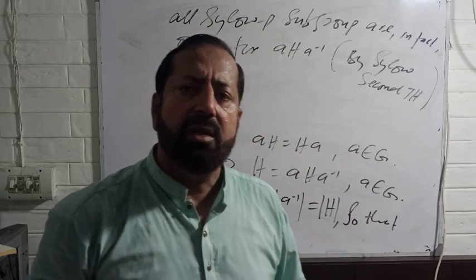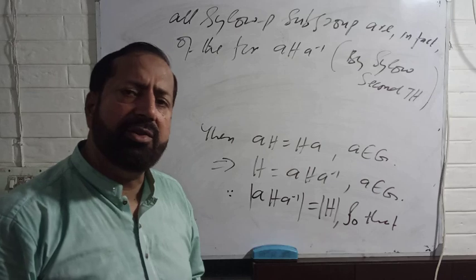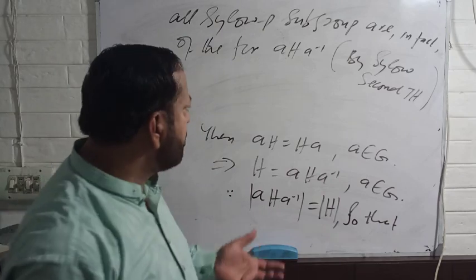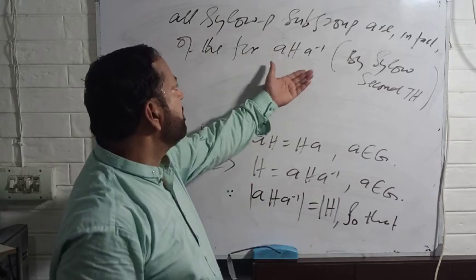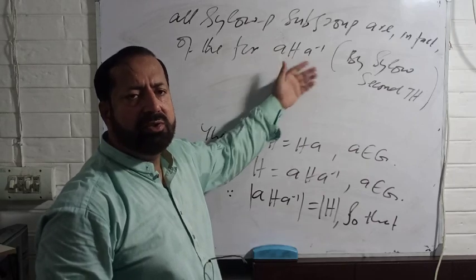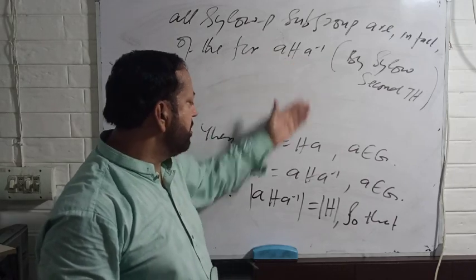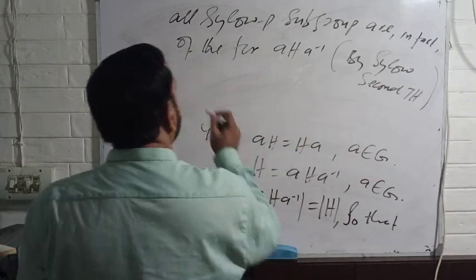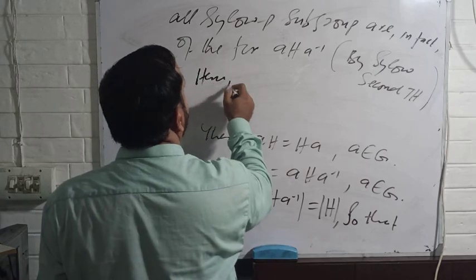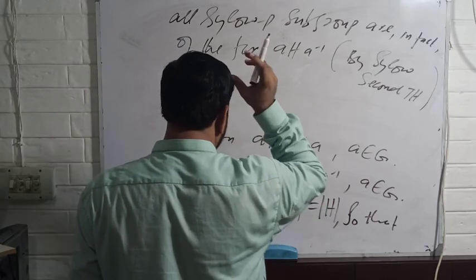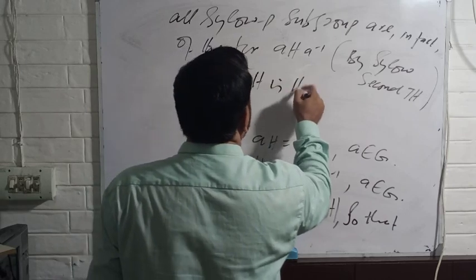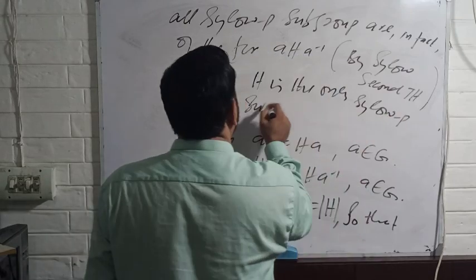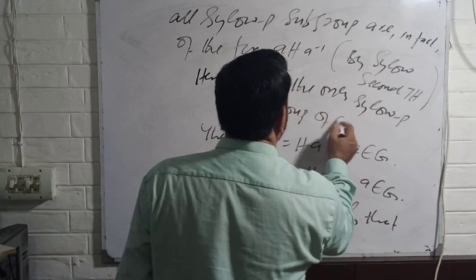Suppose you have AH as a Sylow P subgroup, and I want to show that the Sylow P subgroup is unique, and it is very much clear that any other Sylow P subgroup must be of the type AHA inverse. Hence the order of AHA inverse is equal to the order of H. So, because both will coincide, right? Hence, H is the only Sylow P subgroup of G.